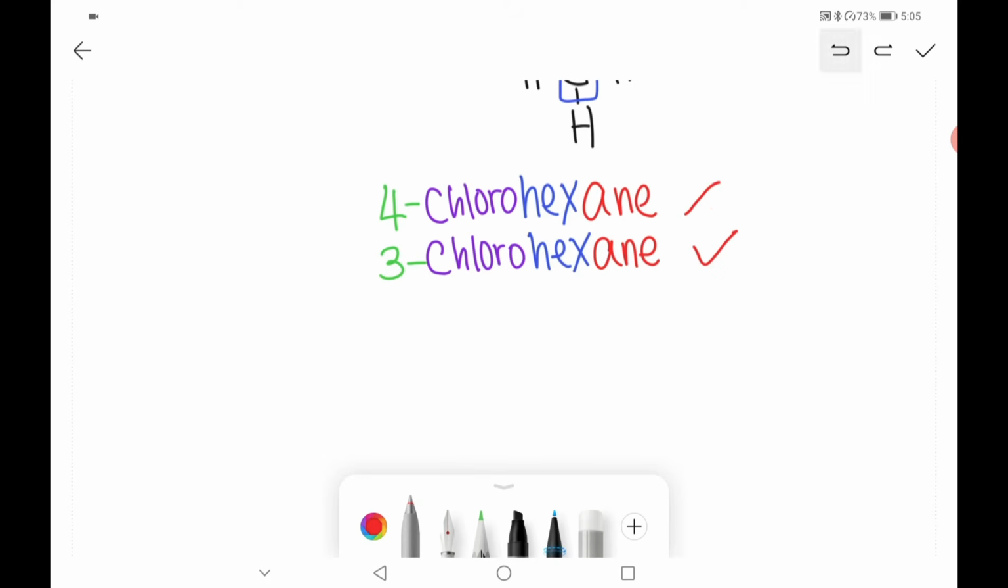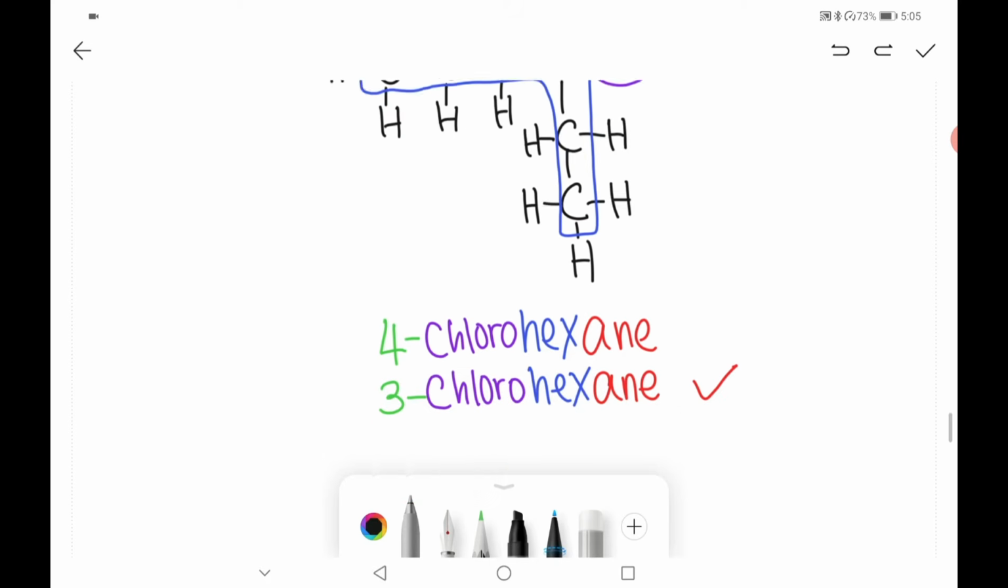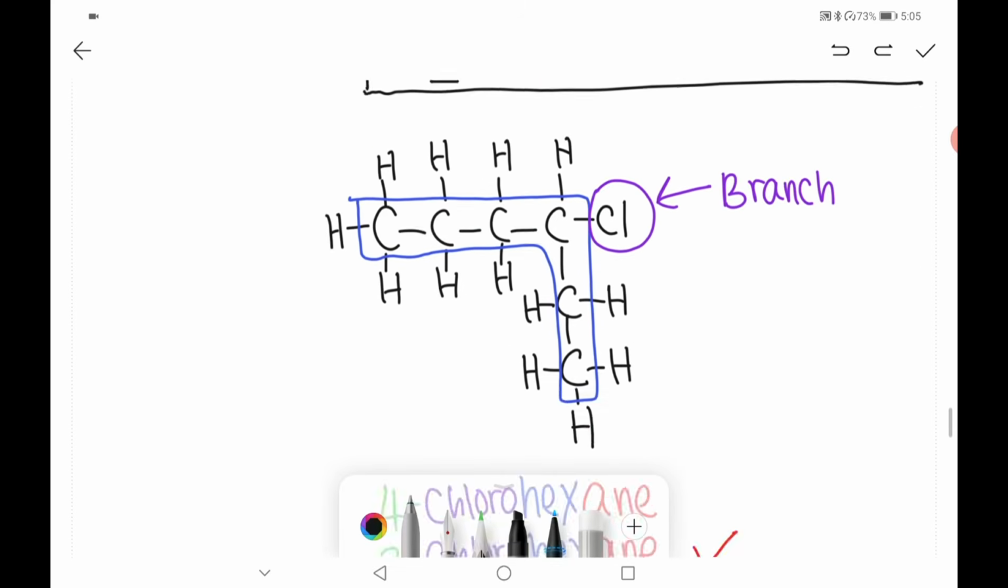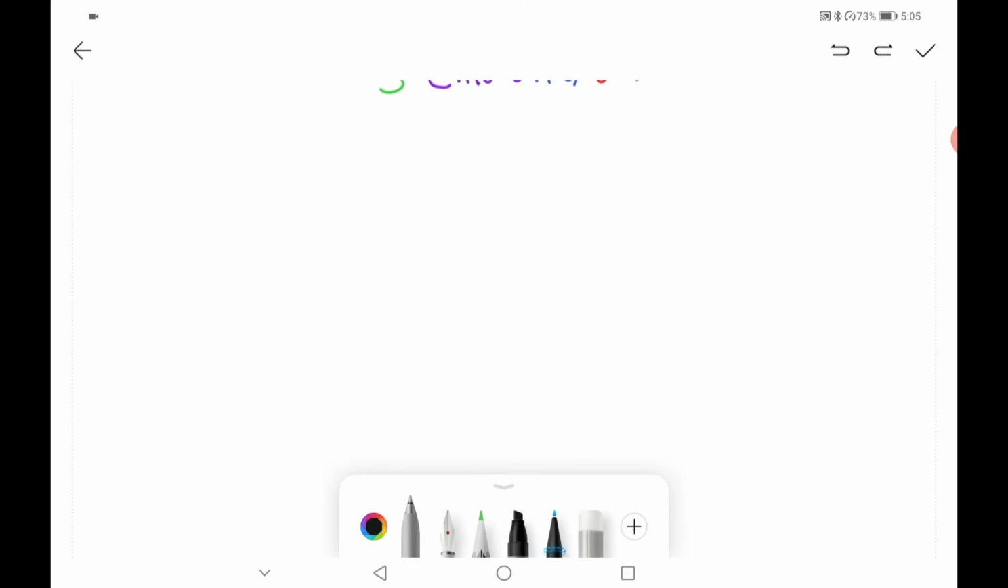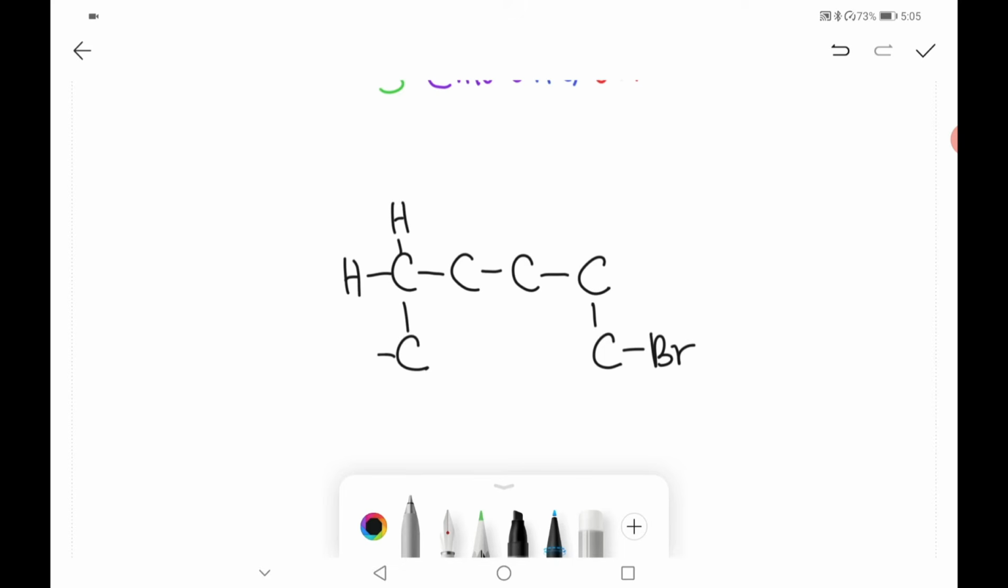I hope you can see the concept. No worry if you find it a little bit blur, it's normal. Let me show you one more example. What if we have something like this?